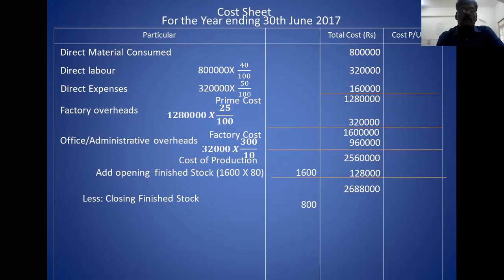Therefore, next stage, you see how I am calculating the required amounts. So 32,800 units are the units sold. You see here, the cost of production is 25,60,000. Opening stock I added: 1,600 units, amount is 1,28,000.